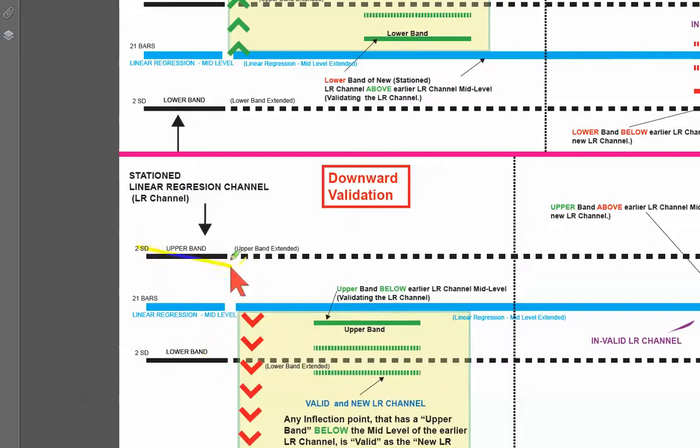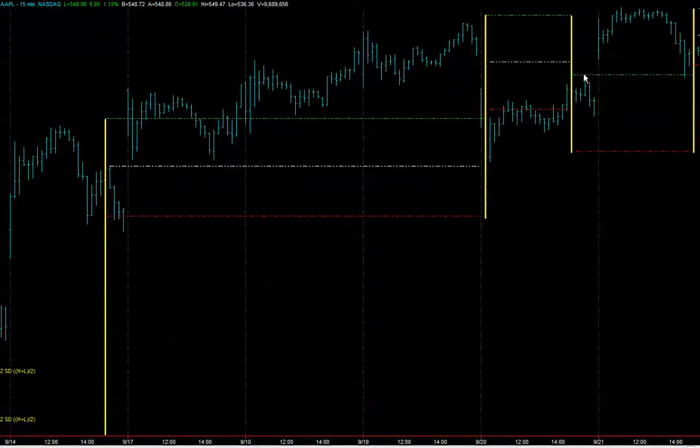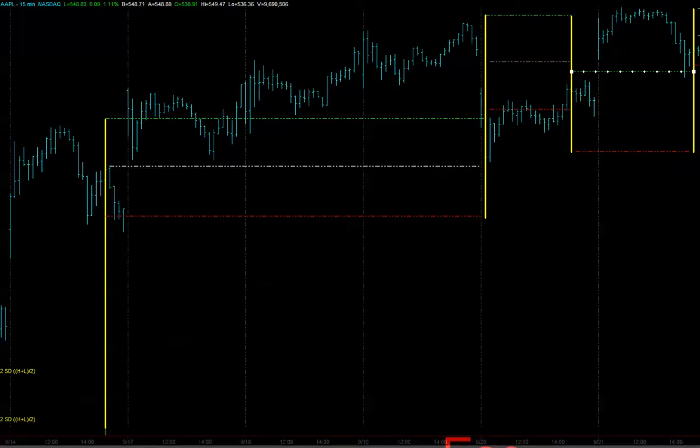This is the band, the first one, and then the high upper band is below the mid band, and that's what we're interested in. The high is below the mid band. The high is below the mid band of the earlier one.